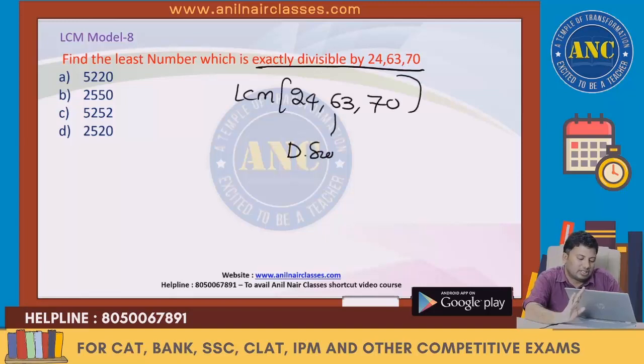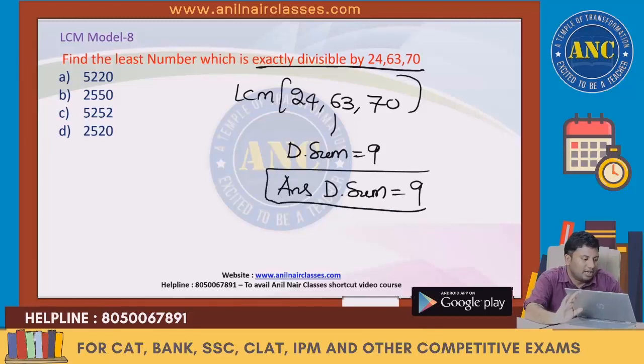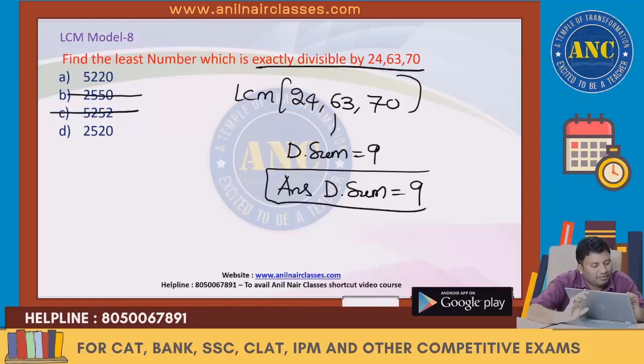63 digital sum is 9. Answer digital sum should be 9. First answer digital sum should be 9. 7 plus 7, 14, 5. Oh, 2550. 10 plus 2, 12. So we are stuck with A and D.